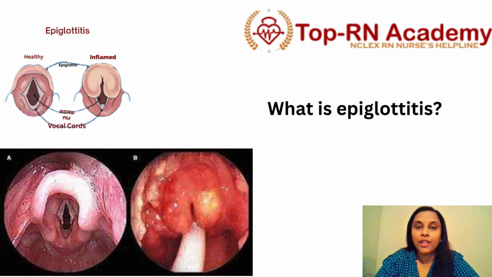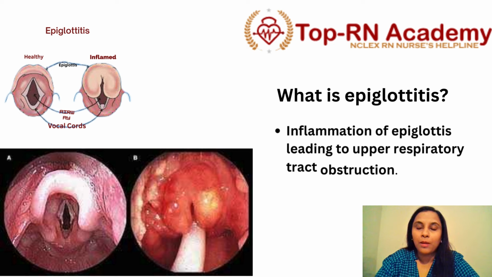So now let's move on and see what is epiglottitis. As the name suggests, epiglottitis is the inflammation of the epiglottis. If you look into the picture there, that's a normal epiglottis, and the one on the right is the inflamed epiglottis. In the normal epiglottis, you can see the opening, but when the epiglottis is inflamed, it is edematous, and it is obstructing the airway. So the inflammation of epiglottis which results in upper airway tract obstruction is called epiglottitis.